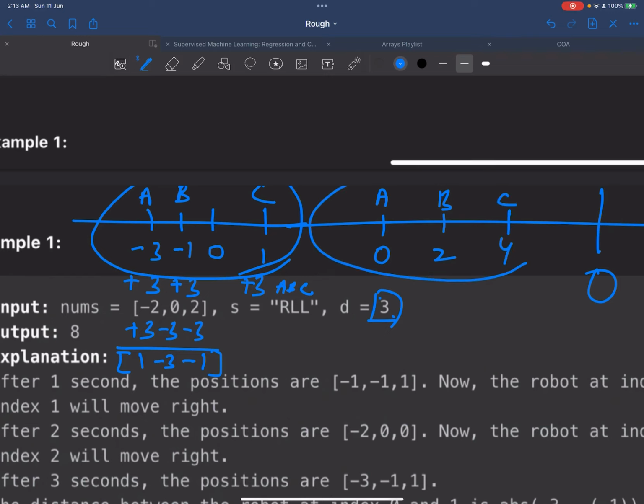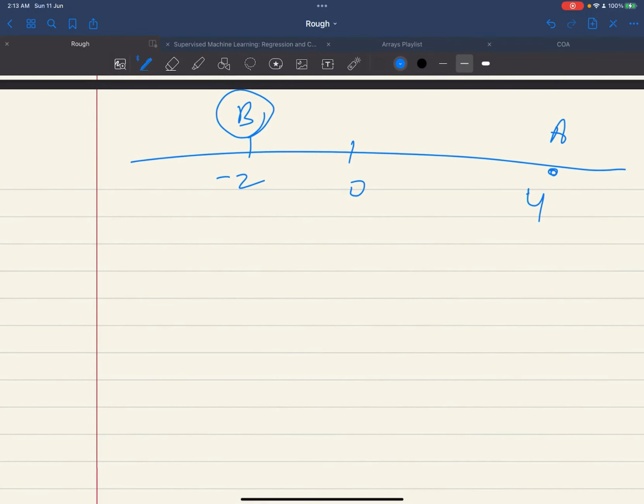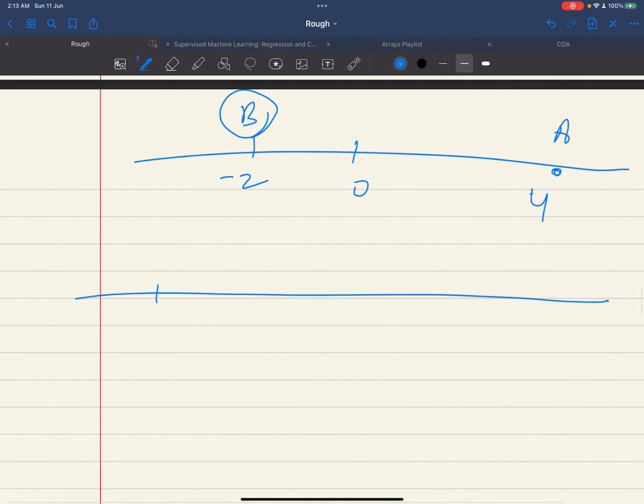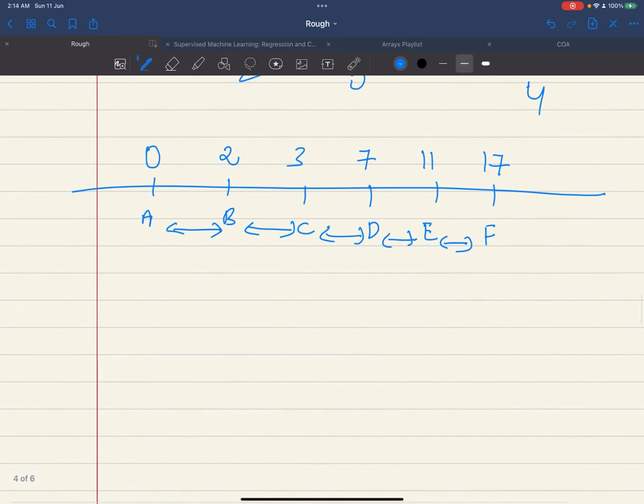Now we have to calculate the distance on the pairs of these 3 robots. So we'll make a formula. Suppose these are the robots: 0, 2, then here we take 3, then here 7, here 11, here 17. Now we'll calculate the differences between these. Let's derive a formula.